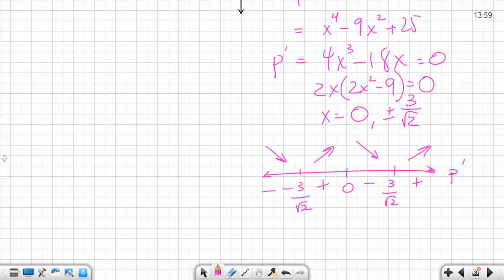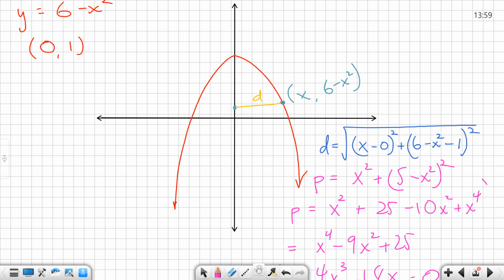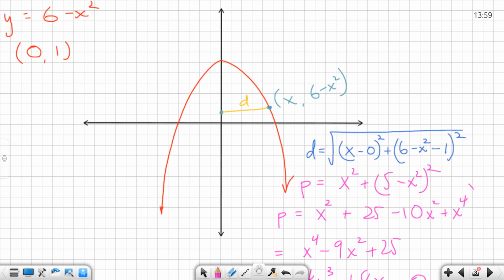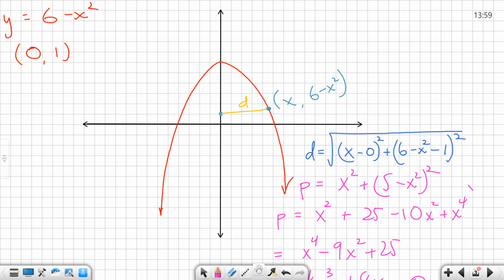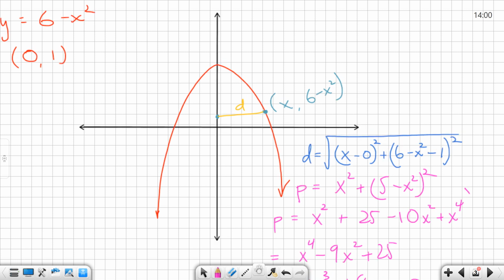Like, if you just look at that number line, what does that tell you about 0? It's a relative max. Okay. So if I go back to the picture and line this up properly, does that really make any sense? No. Maybe. I mean, this distance we know already would be 5, yes?